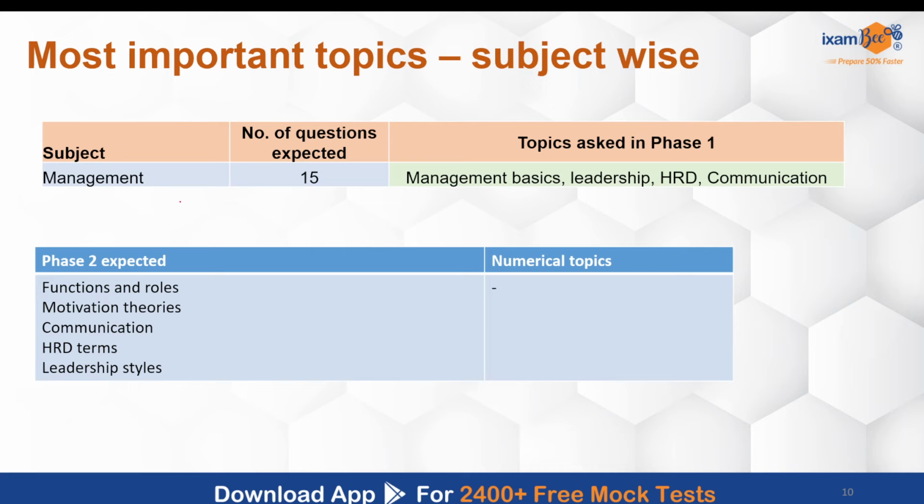Let's move on to management. I expect around 15 questions to be covered. Management basics, including management functions and managerial roles, was asked. Leadership, a few questions were asked. HRD, human resource development, and a simple question on communications was asked. They have touched on some of all of these topics, so they are likely to continue to touch on these topics in phase 2 also.